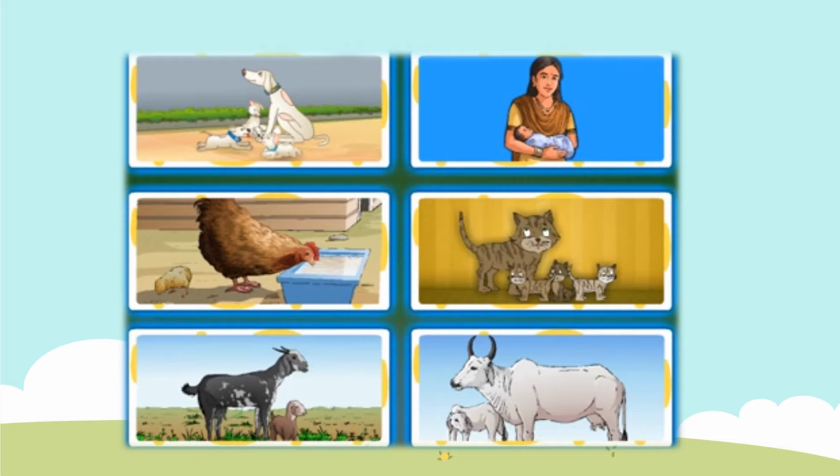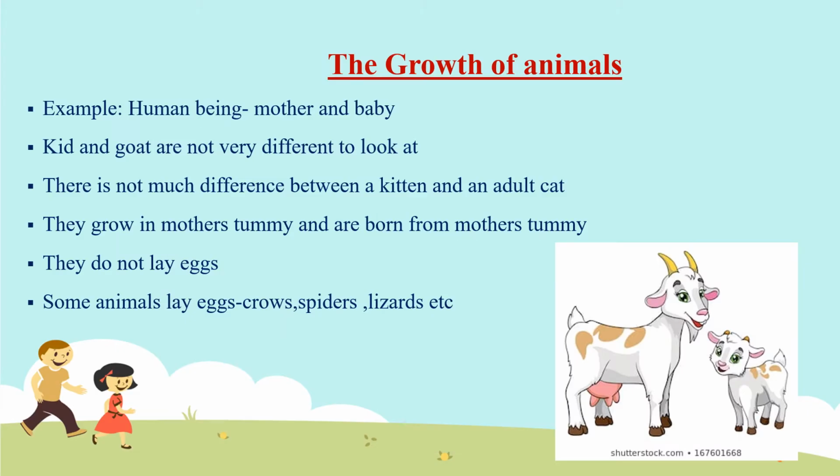They show that their young ones do not look any different from their mother. This is the case with almost all living creatures, with the exception of a butterfly whose young ones look completely different. The growth of animals. There are stages of growth in every living being.